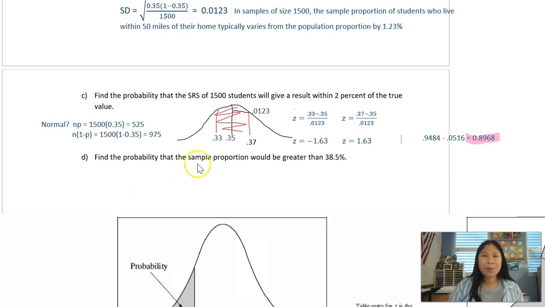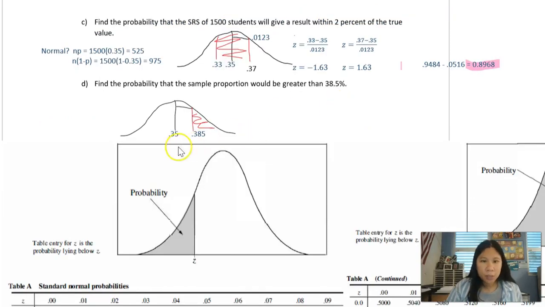So that's my probability for this one. Last example, find the probability that the sample proportion would be greater than 38.5%. We already know it's a normal curve to find the probability. So we just need to draw our new normal curve, find our new z-score, and calculate the percentage. Here's my new picture. I have the mean of 0.35. I'm looking for greater than 0.385. My standard deviation is still the same as before, the 0.0123. We find a new z-score, and I end up with a z-score of 2.85.